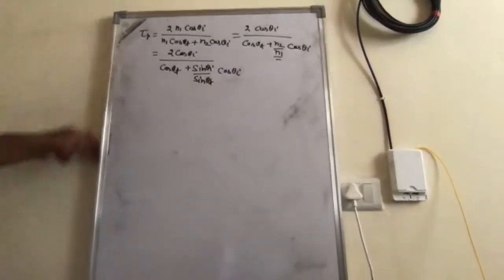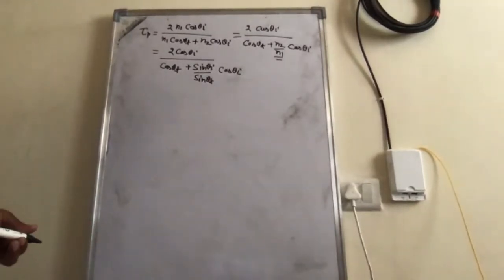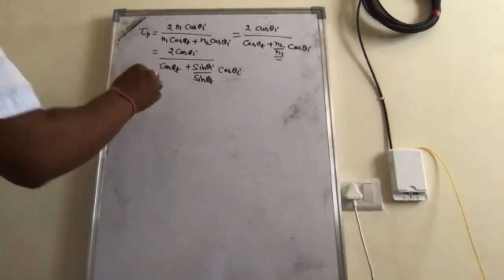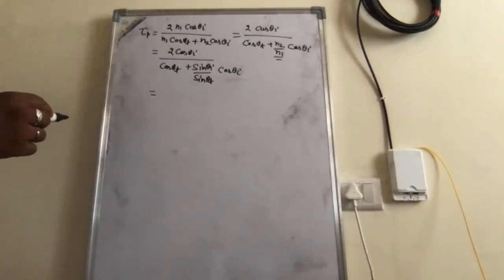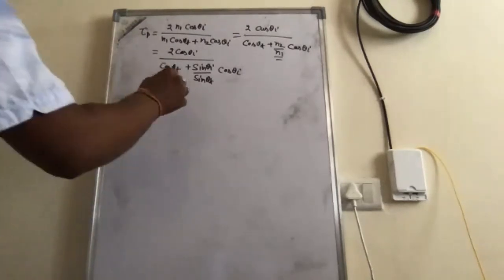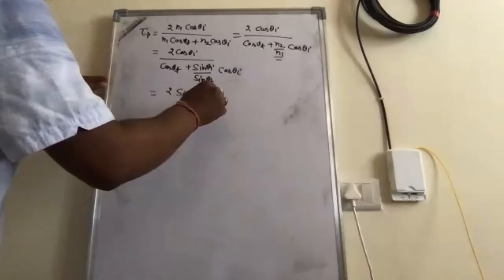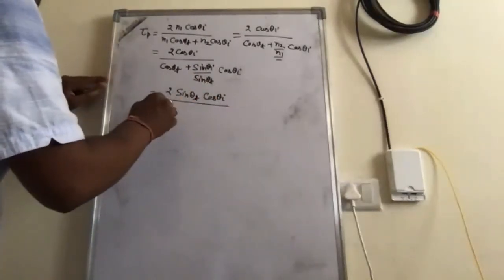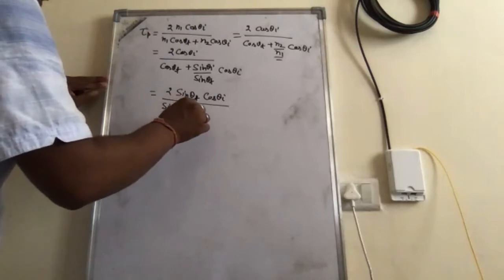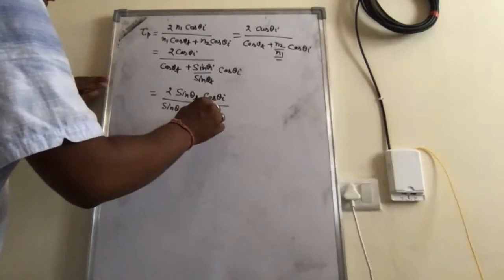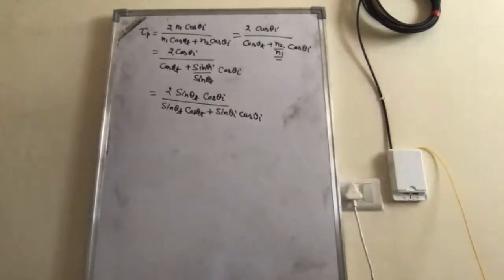Okay. And then further we can simplify this in terms of the numerator and denominator, and we can write that this is equal to 2 sin theta t cos theta I divided by sin theta t cos theta t plus sin theta I cos theta I.